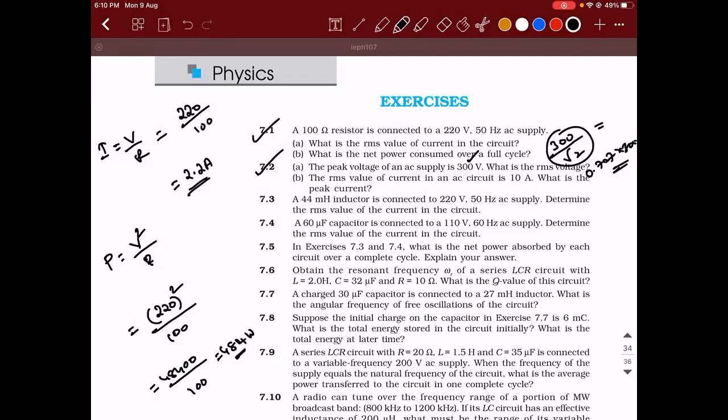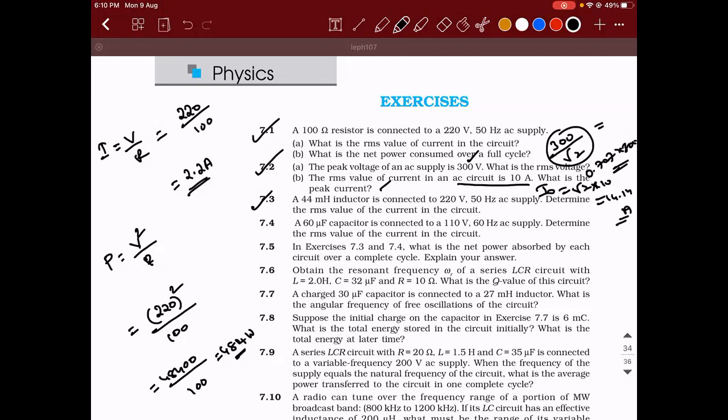So the RMS value of current in the AC circuit is 10 ampere. What is its peak current? We should just multiply by root 2. So I0 will be root 2 into 10. That will be 14.14 ampere. Correct? Next. 7.3.